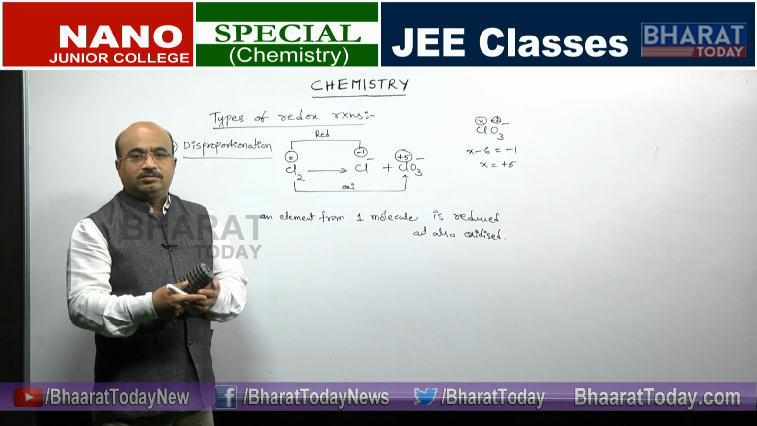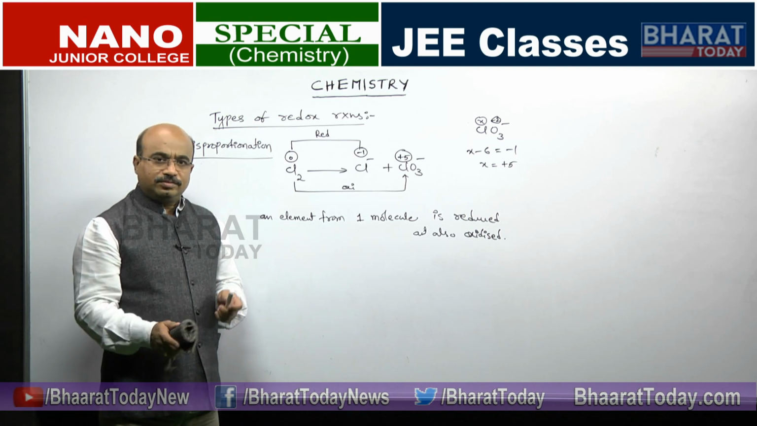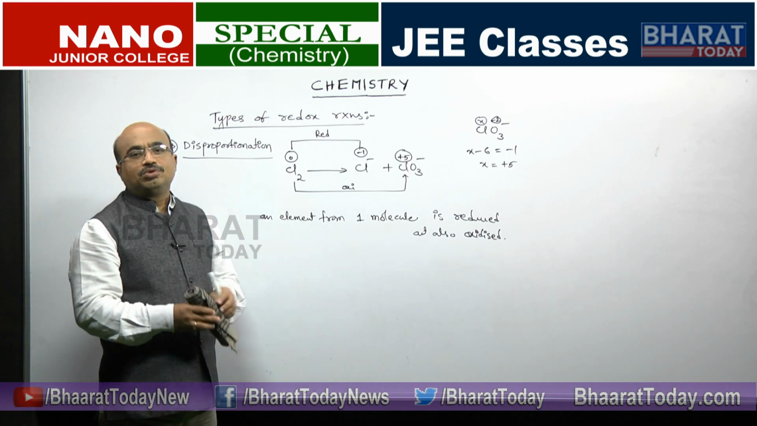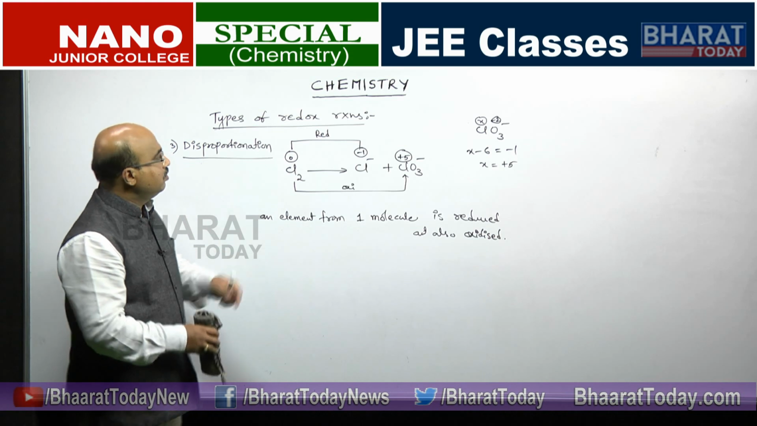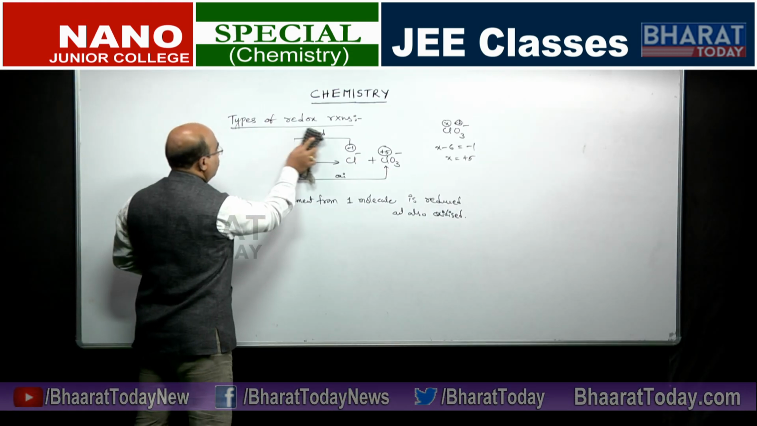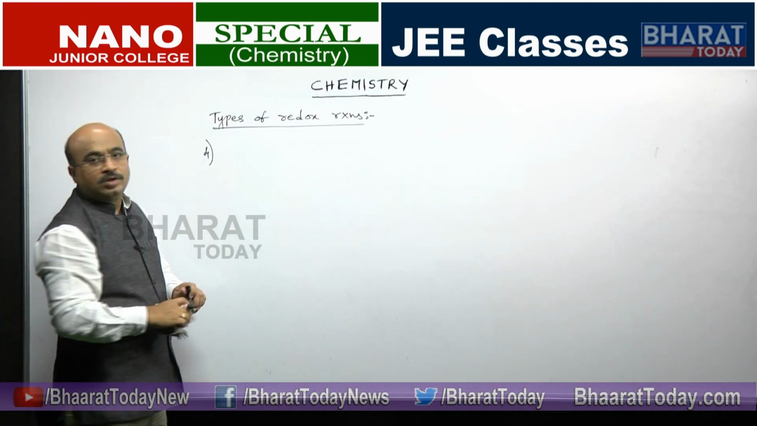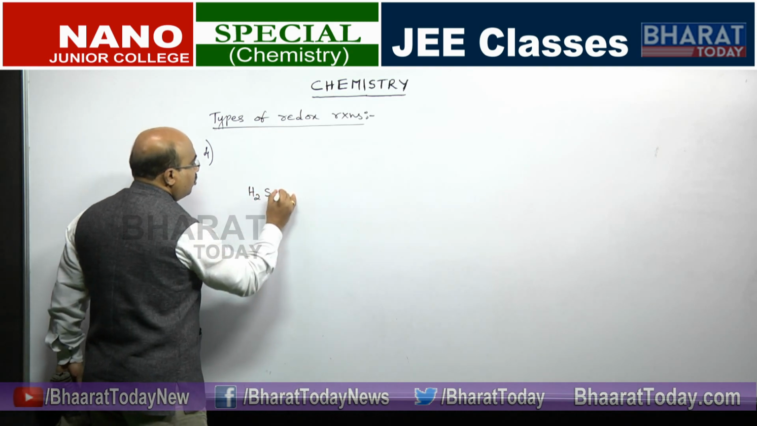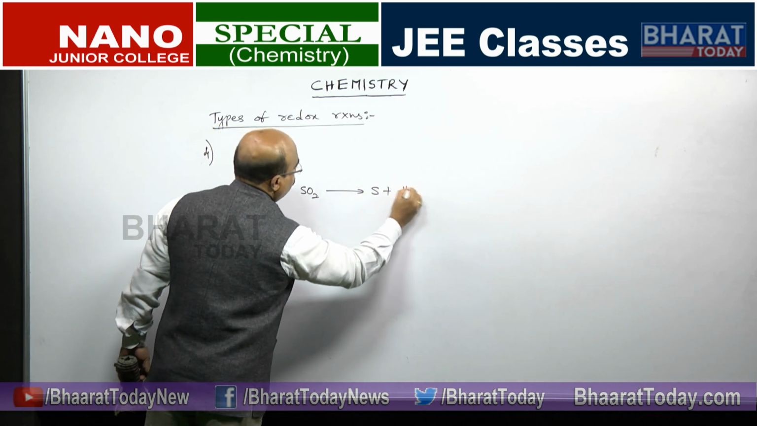Only one element from the same molecule will reduce and oxidize, which is called disproportionation. Clear? So, now we have the last, fourth class of reactions. Suppose you take this type of reaction, H2S plus SO2 will give S plus H2O.